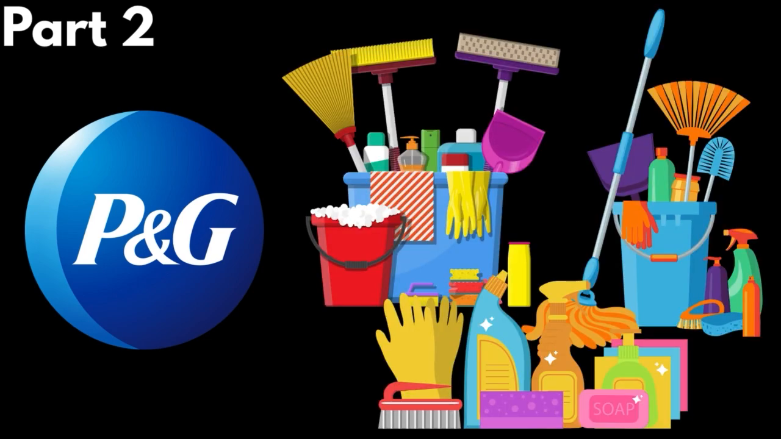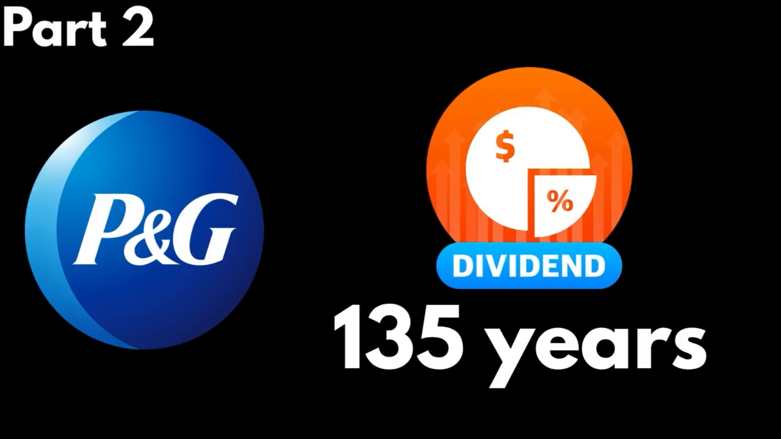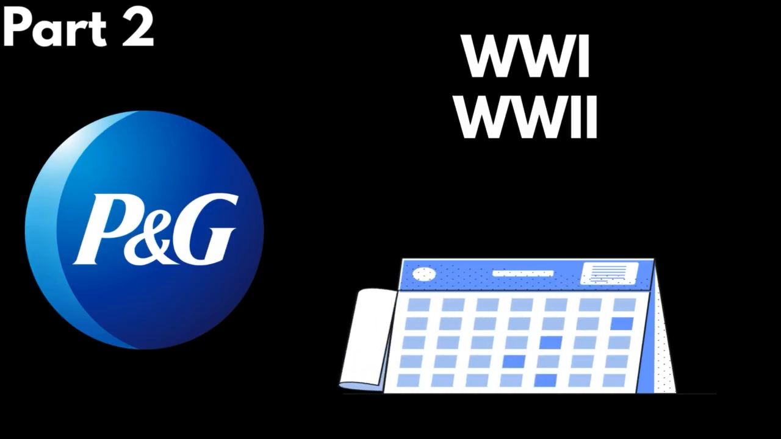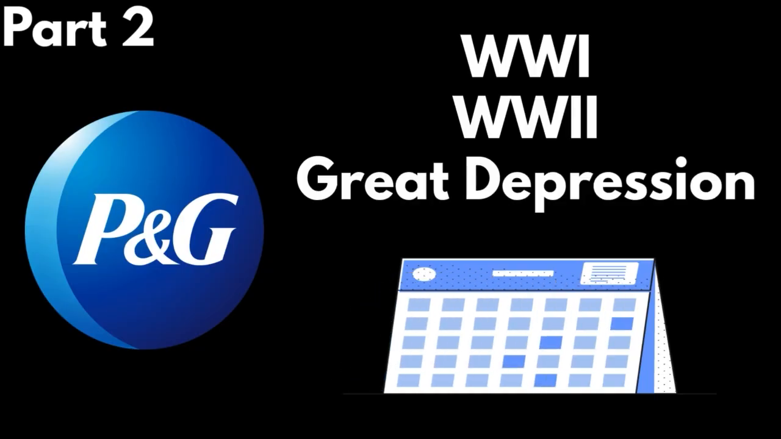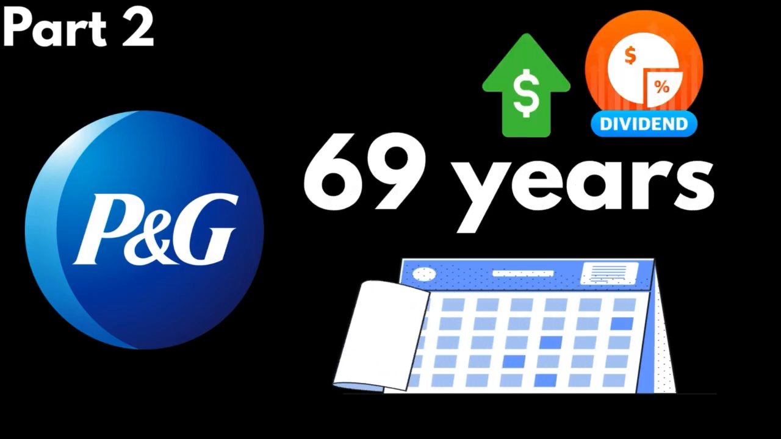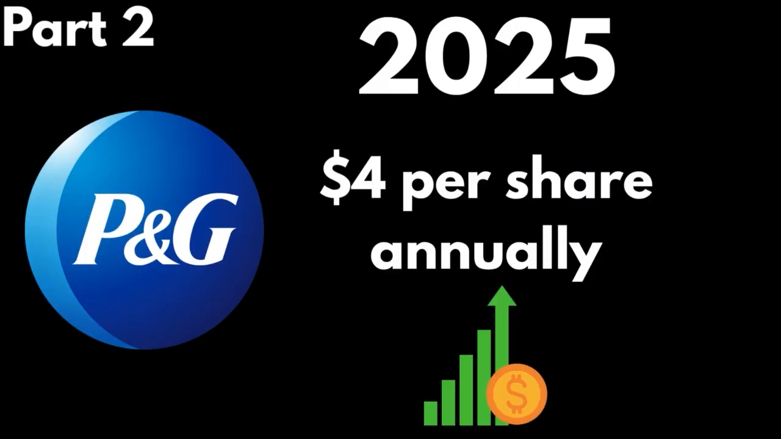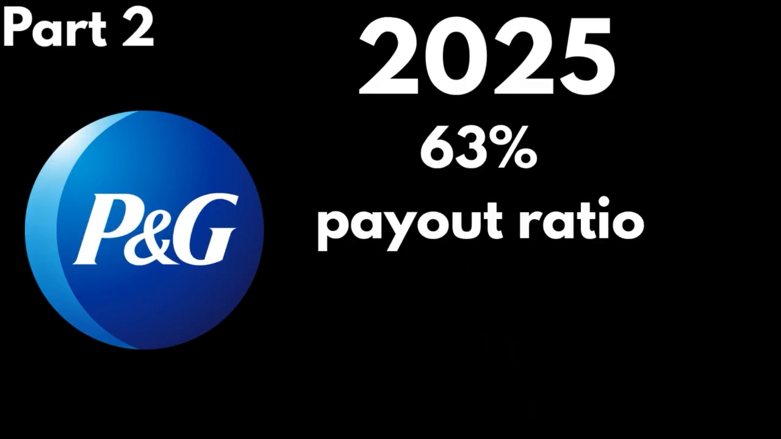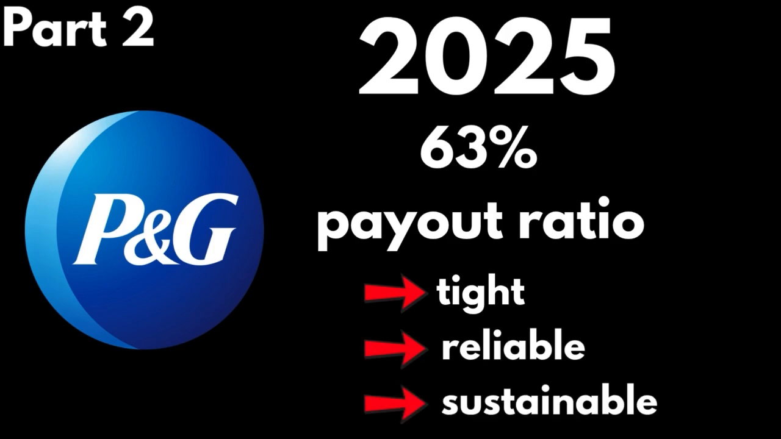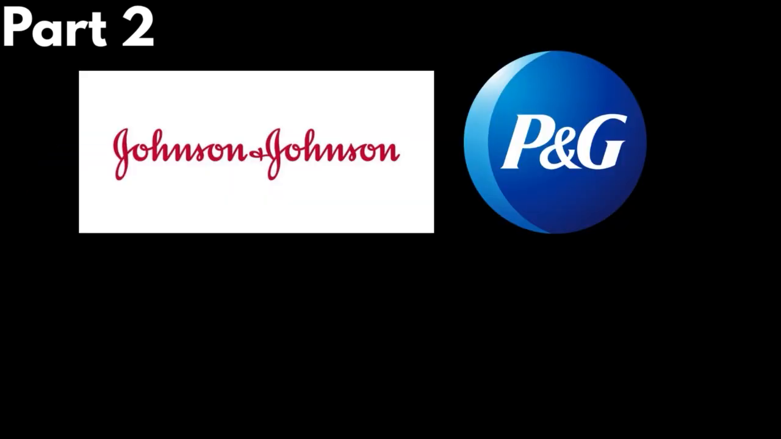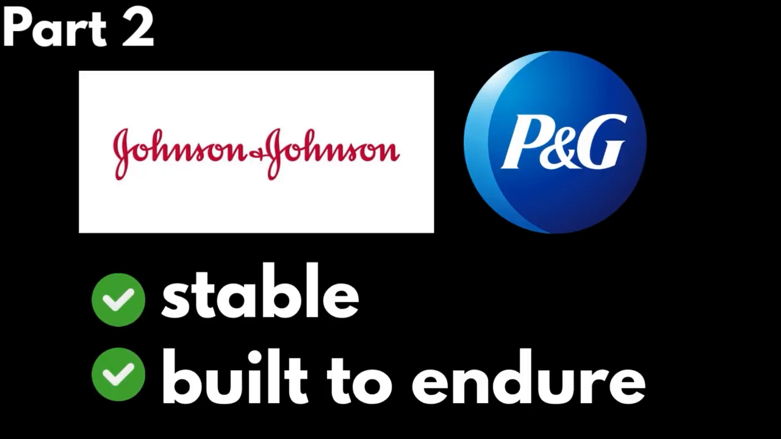Now look at Procter & Gamble. You probably have one of their products in your home right now. But did you know they have been paying dividends for 135 years? That is through 2 world wars, the Great Depression, and everything since. 69 straight years of dividend increases. In 2025, they raised it again. Over $4 per share annually. Their payout ratio is about 63%. Tight, reliable, and sustainable. These companies are not just stable. They are built to endure.